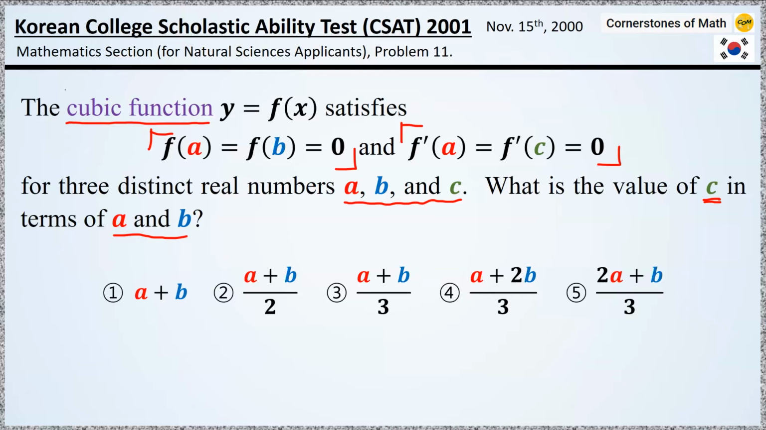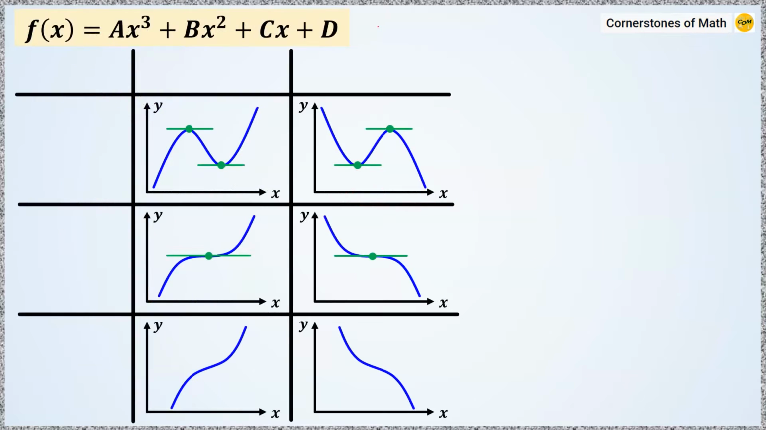So basically, this is a problem to check whether students have a solid understanding of the graphs of cubic functions. And let us actually think about these graphs. How many different types of graphs are there for cubic functions? Well, we can categorize the graphs of cubic functions into 6 different types using 2 characteristics from their equations. The first one is the leading coefficient.